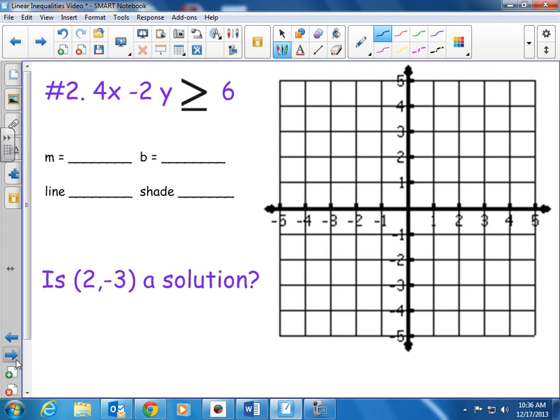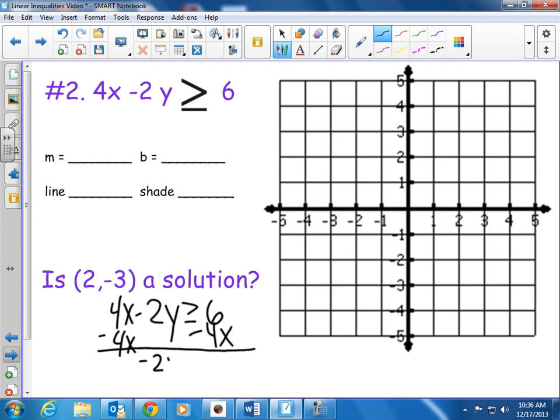Here I have an inequality that is in standard form. So the first thing that you need to do is get that inequality into slope-intercept. Remember, we cannot tell the slope of a line unless it is in slope-intercept form. Okay, so what I'm doing here is I am getting this into my correct form. I'm dividing everything by -2.